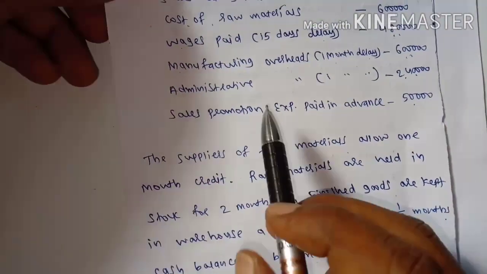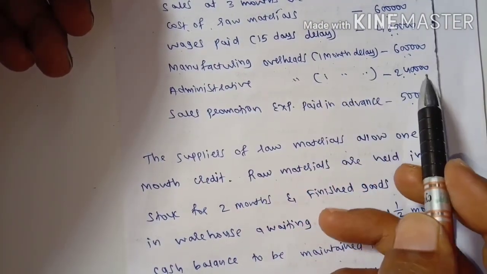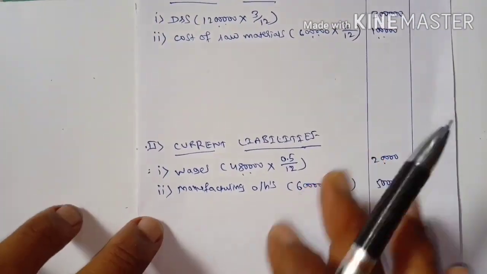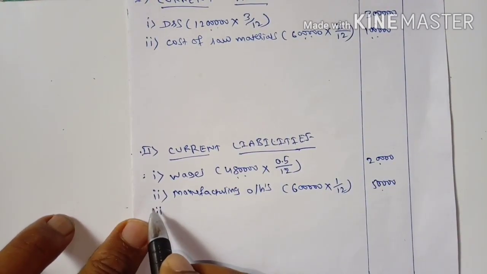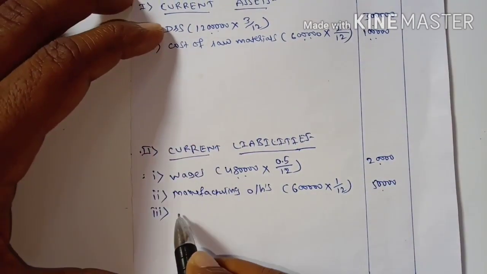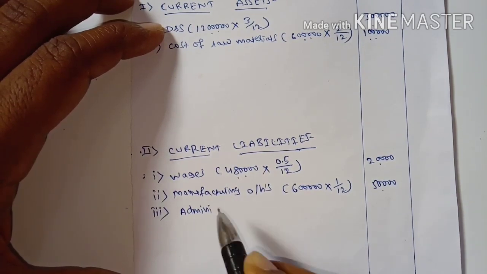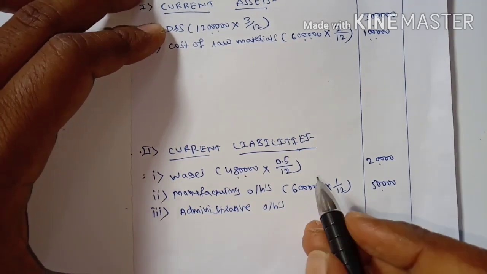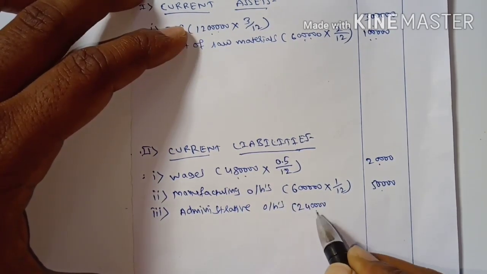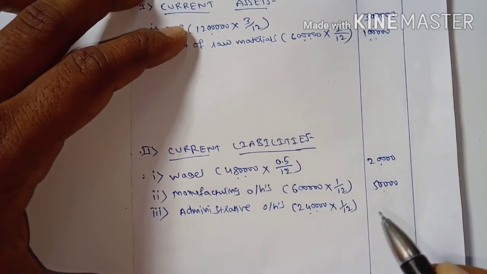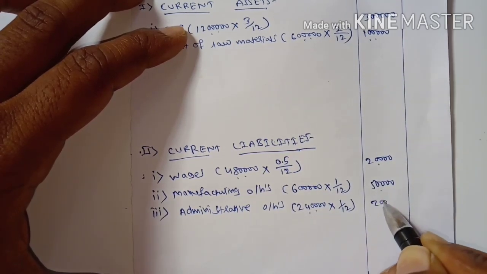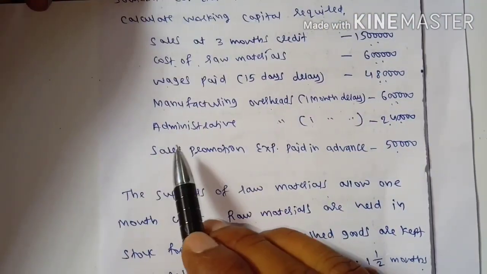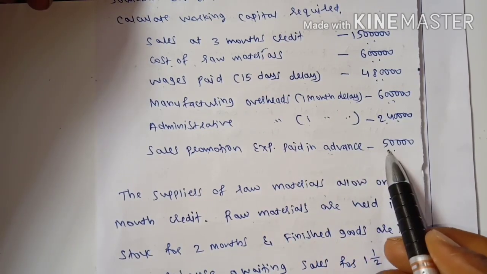Now next, administrative overheads 1 month delay 2,40,000. So administrative expenses are also outstanding for a period of 1 month. Administrative overheads 2,40,000 into 1 divided by 12, so it is 20,000.